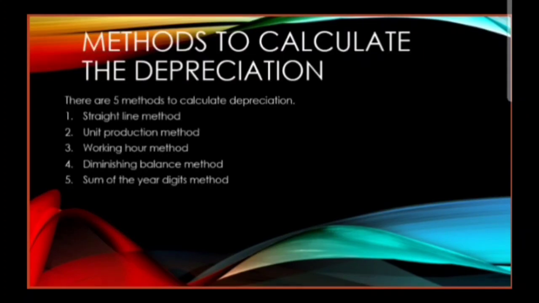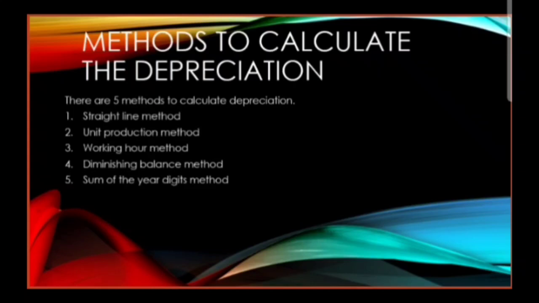Methods to calculate the depreciation. There are 5 methods to calculate the depreciation. Number 1, straight line method. Number 2, unit production method. Number 3, working hour method. Number 4, diminishing balance method. And number 5, sum of the year digit method.